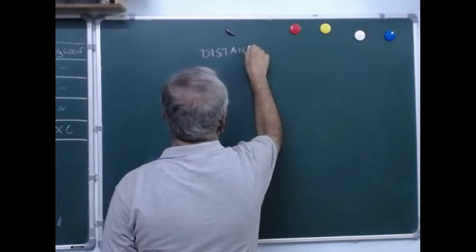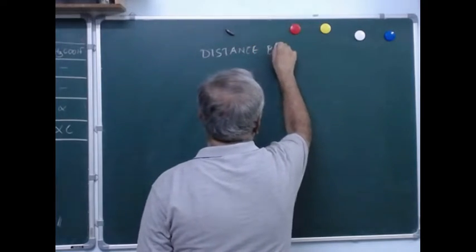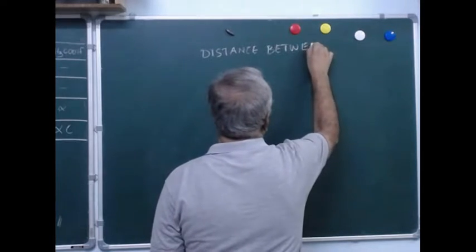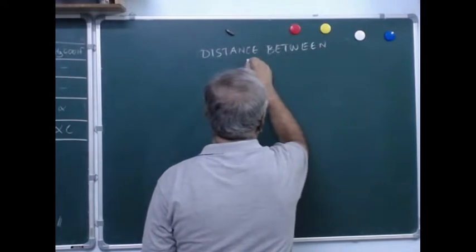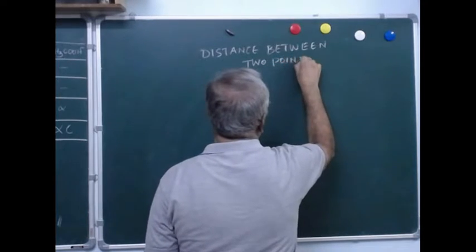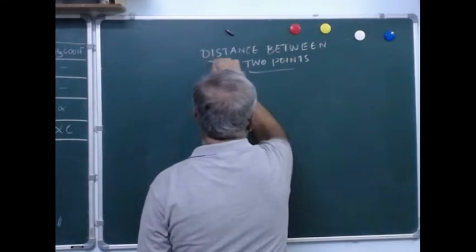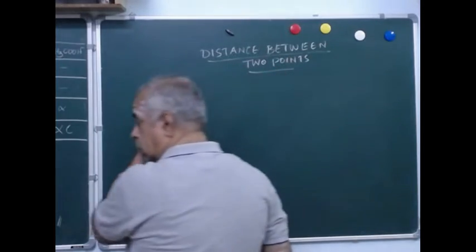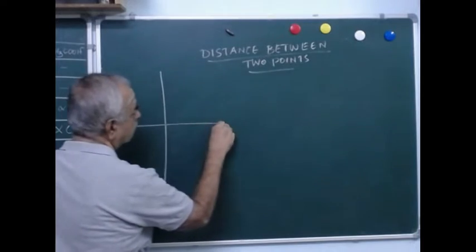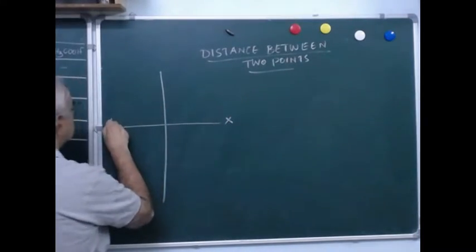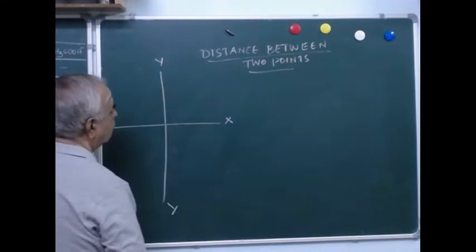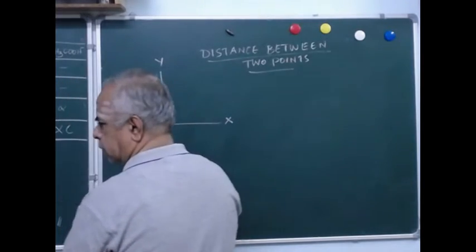Take down: distance between two points. Draw the Cartesian plane. This is the x-axis. This is the y-axis. Now let us consider only the x-axis.